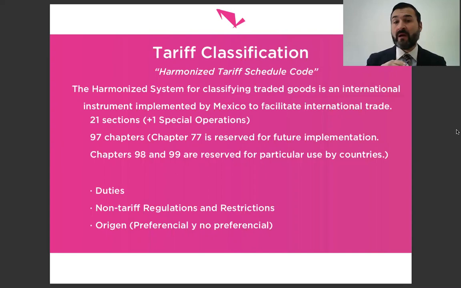Okay, that means preferential and non-preferential duties. This is reserved sometimes when there are some countries and some goods that, when they are imported into Mexico, are produced in a specific country with anti-dumping duties, or sometimes they are avoiding the payment of duties by having government benefits that are given by these countries of origin.